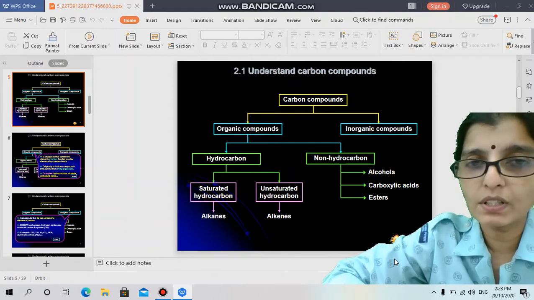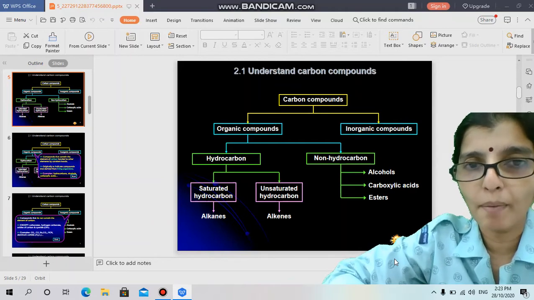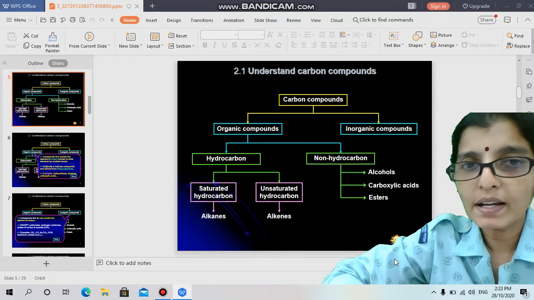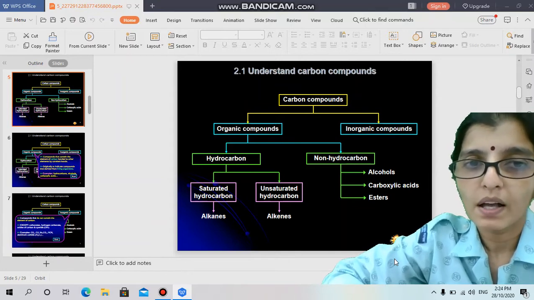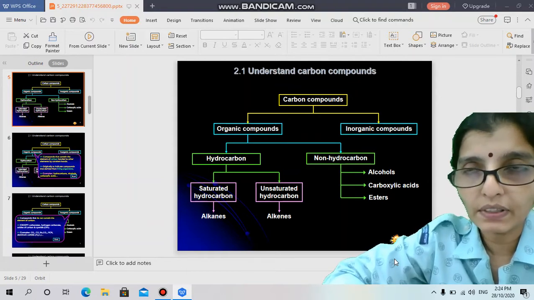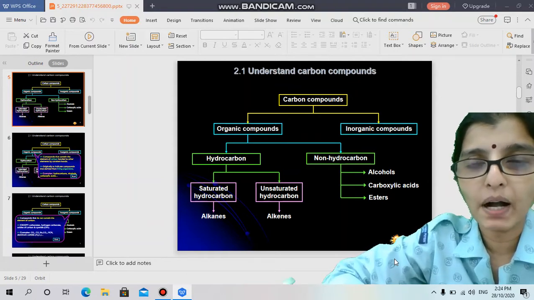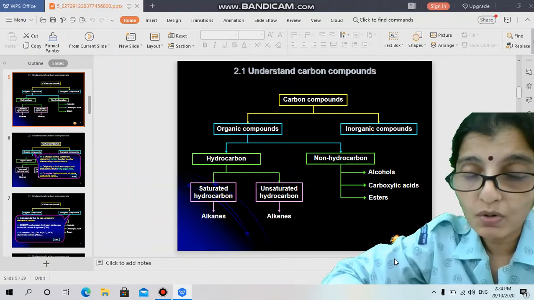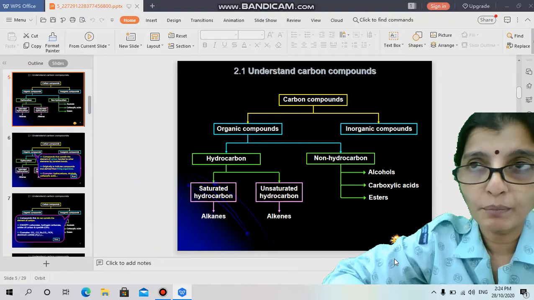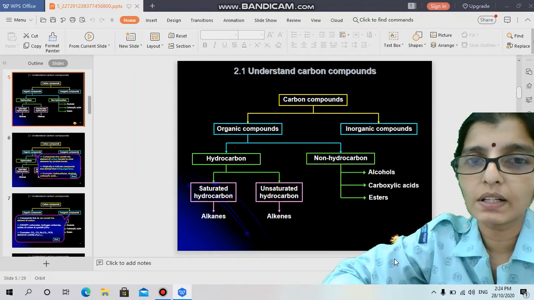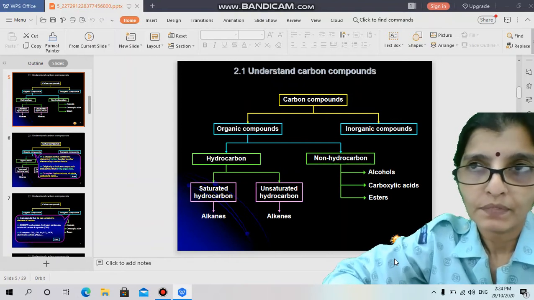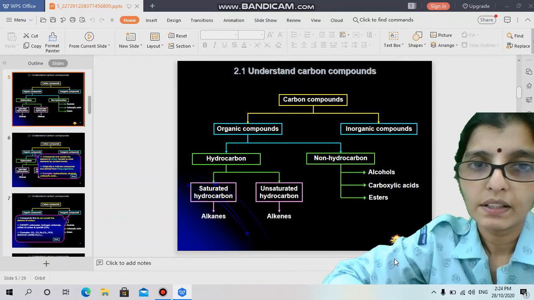So carbon compounds actually can be divided into two categories, namely organic compounds and inorganic compounds. Okay, so what are organic compounds? Organic compounds are carbon compounds that originate from living things, whereas inorganic carbon compounds originate from non-living things. Now, examples of organic compounds are carbohydrate, protein, fats.